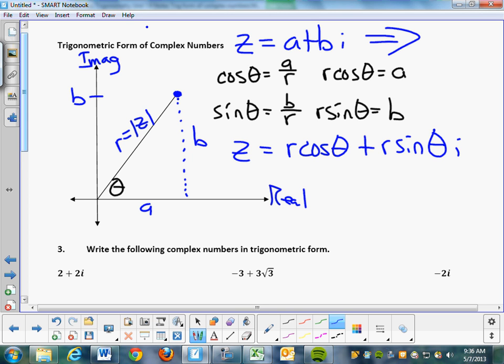Do you see that? So I'm going to do one last step here. Z is equal to, I'm going to factor out the r, and that will be cosine of theta. I'm going to write the plus i sine of theta, just like so.